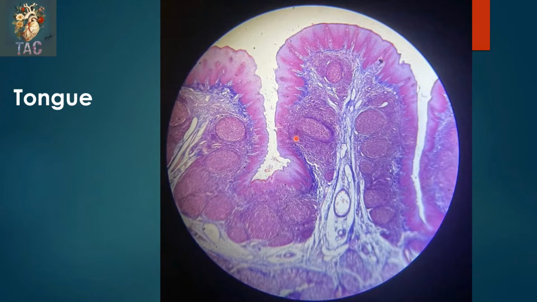Another slide of the tongue, same slide at higher magnification. Here you can see the papilla which are present. These are the large fungiform papilla, and in the core you can see a large number of lymphoid follicles. So again, the same slide taken at higher magnification.